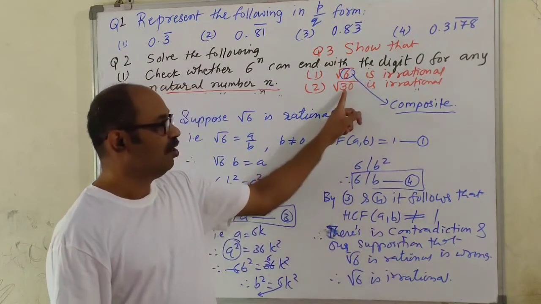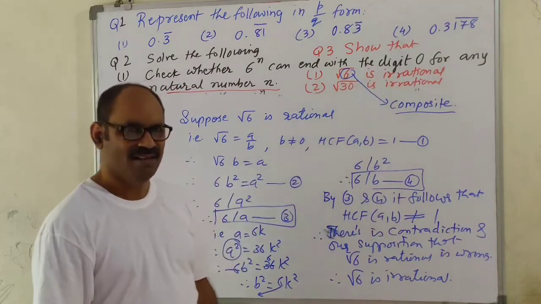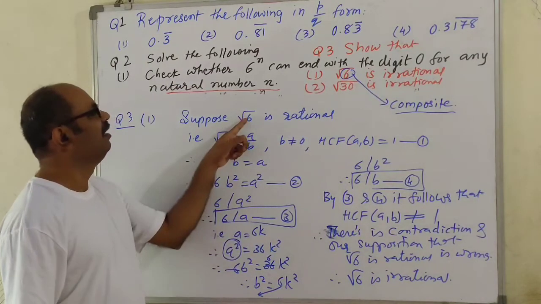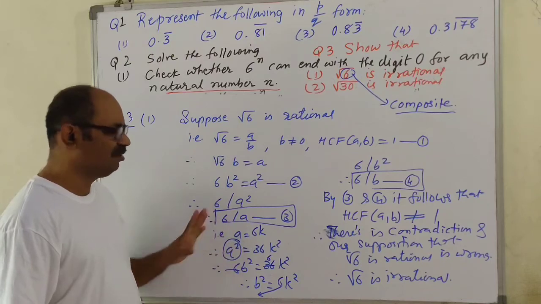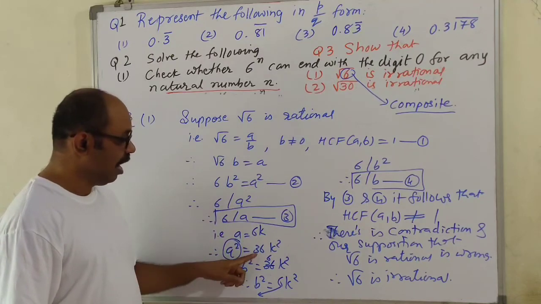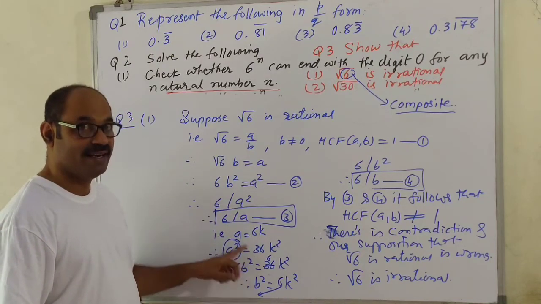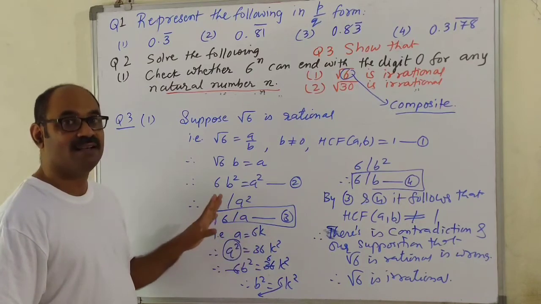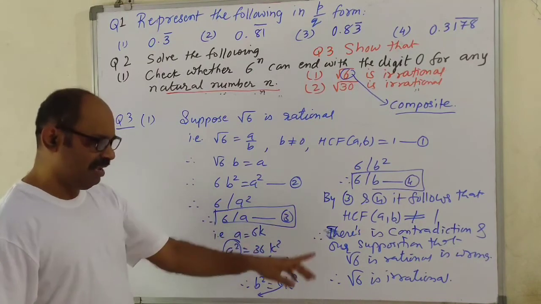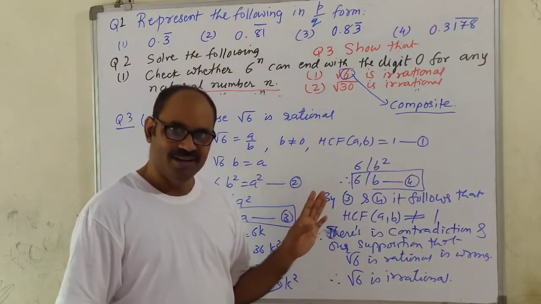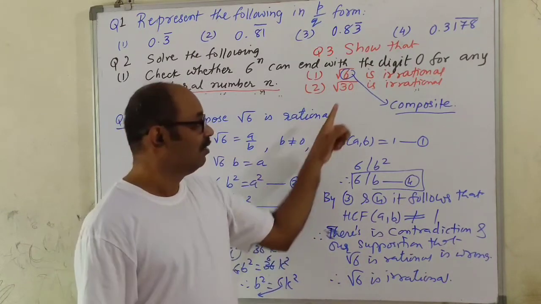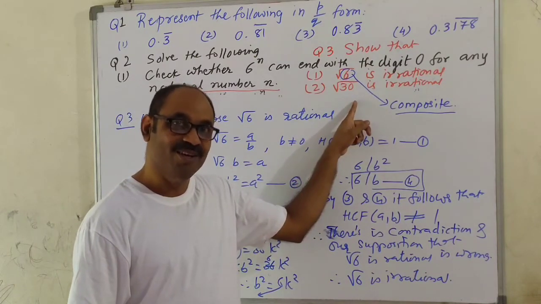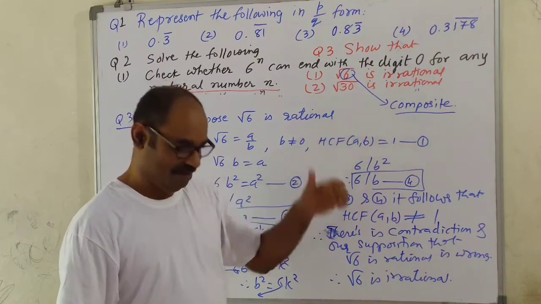Now the last one, root 30 is irrational. I'll do the same. In place of root 6, I'll have 30. Here 30 square will be 900, since 30 ones and 30 thirties are 900. Again the same. Alright. So this is what you will get. This you do on your own. Will you be able to do it? Good.